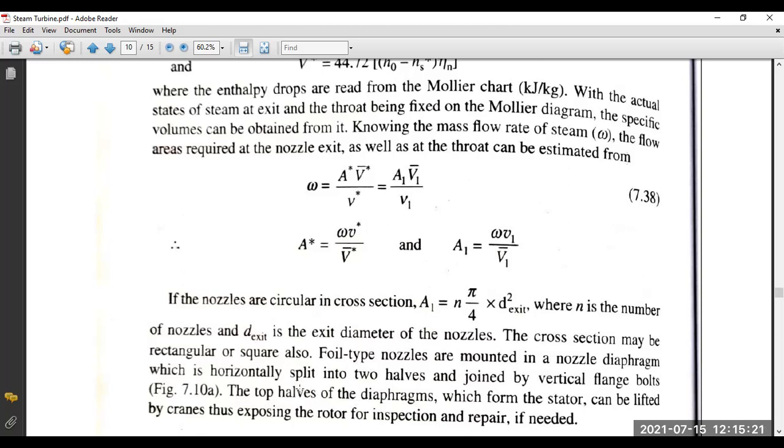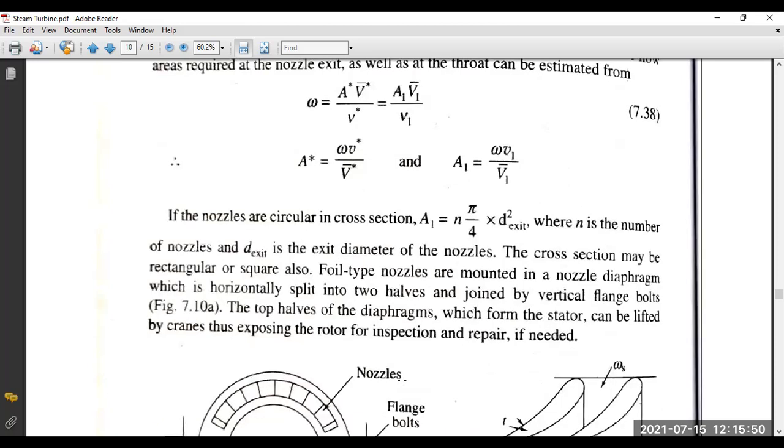So, foil nozzles are mounted in the nozzle diaphragm. It's nothing but a frame over which we fix the nozzle by screwing, and it is split into two halves and joined by the vertical flange bolts. It is those flanges which carry the nozzle, joined by bolts from the outside, and the top half of the diaphragm, which forms the stator, can be lifted by cranes, exposing the rotor for inspection.